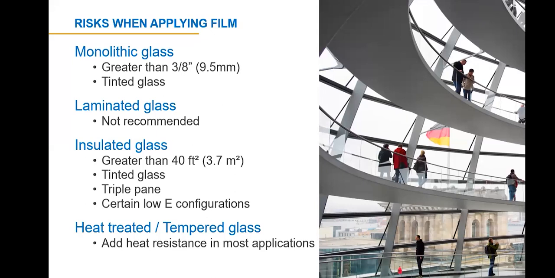Insulating units have their own risks, ones that are greater than 40 square feet, if they have tinted glass, triple pane units, and certain low E configurations. The best case is if the window or the laminated glass is made from heat-treated or tempered glass. Heat-treated glass is able to absorb a tremendous amount of energy without the risk of a thermal fracture.